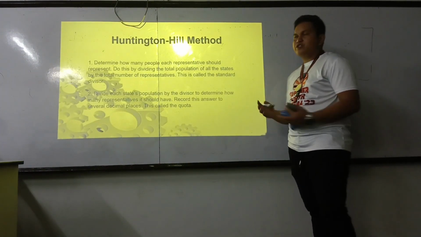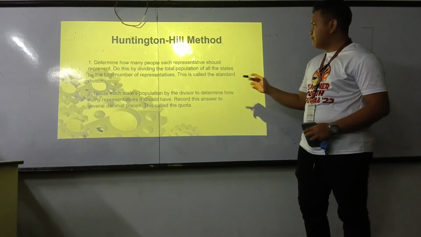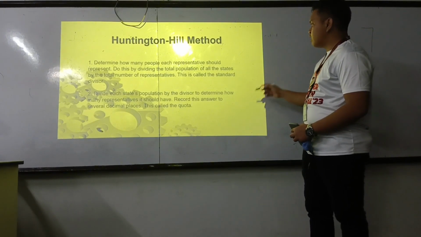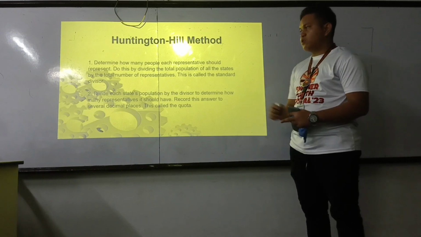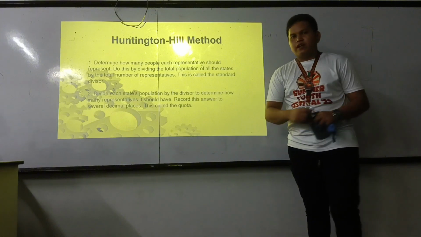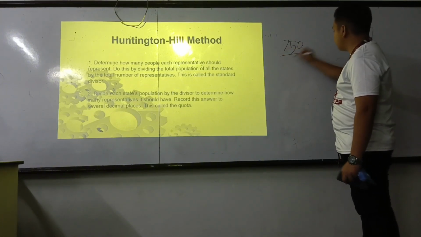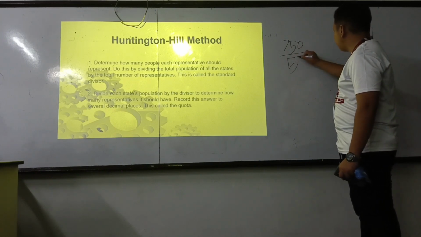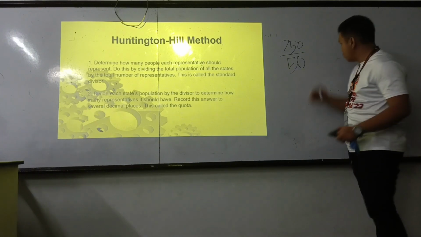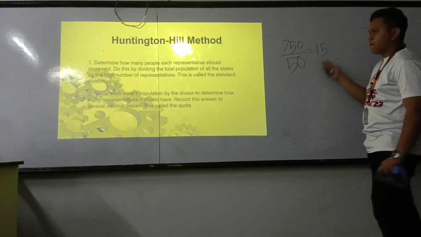And this is our procedure for the Huntington-Hill method. Number one, determine how many people each representative should represent. Do this by dividing the total population of all states by the total number of representatives. This is called the standard divisor. Let's say we have 750 divided by 50. 750 divided by 50 is equal to 15. So this is our standard divisor.